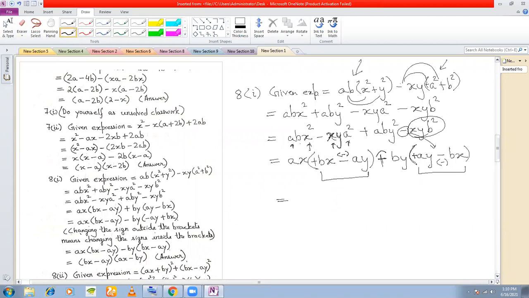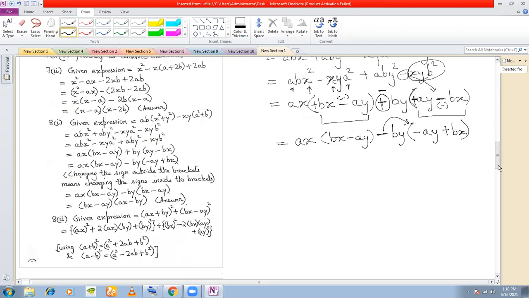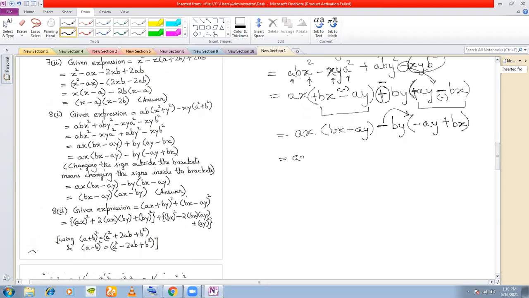So what will you do? You will convert this minus-plus sign to a minus sign. So I write ax times (bx minus ay), and this minus-plus sign I convert to a minus sign, by. And where I introduce brackets, because I have this minus sign outside this bracket, this plus sign will become a minus sign, and this minus sign will become a plus sign. Okay, that's it. So you have ax times (bx minus ay) minus by times (bx minus ay).